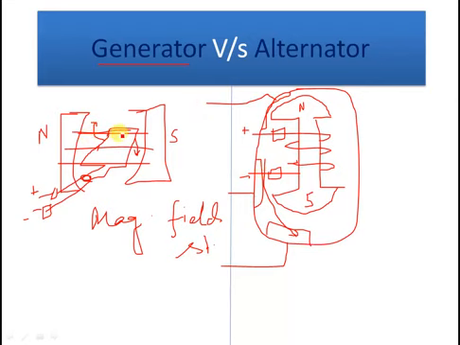While in case of a generator, you can see that the field is stationary, the field is not moving, while the conductor which is there for generating the electricity, which is responsible for output, is rotating. While in case of the alternator, the field is rotating, while the output wires, or the output conductor, are not rotating. It is stationary, fixed to the stator. There are certain advantages of this design.